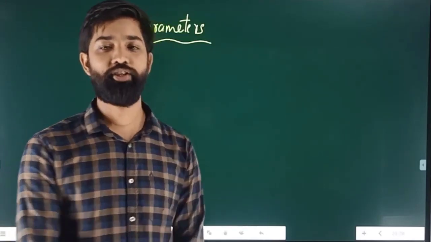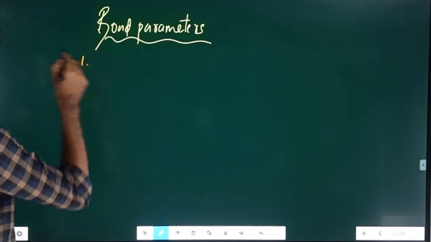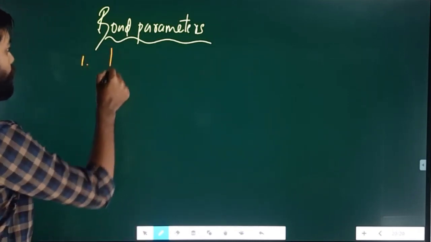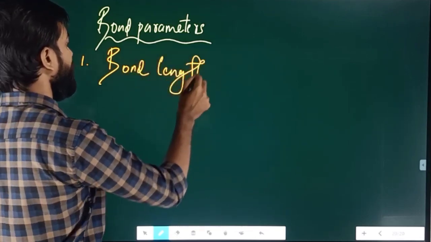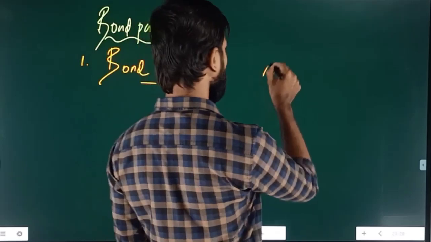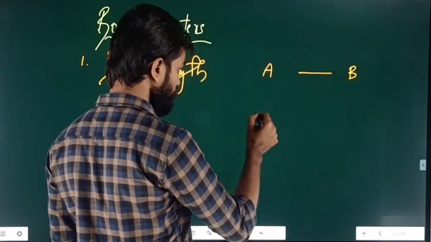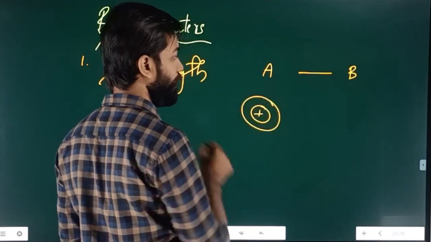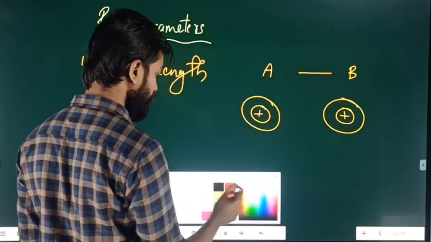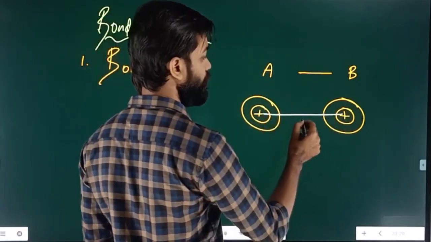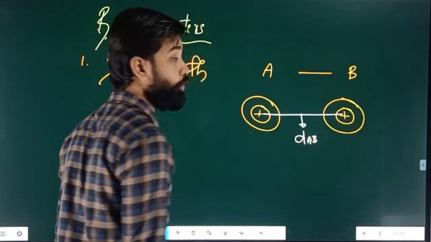Okay, so the next is bond parameters. Some bond parameters: the first parameter is bond length. If we have a bond between two atoms, A and B, each with its nucleus, then the average distance between the nuclei of these two atoms is represented as the bond length.